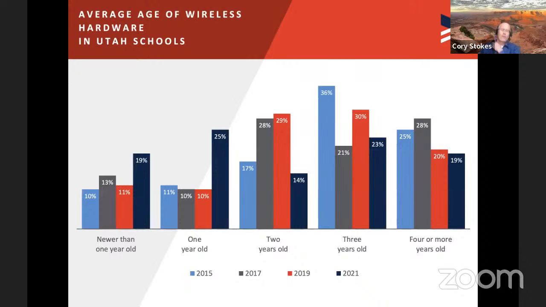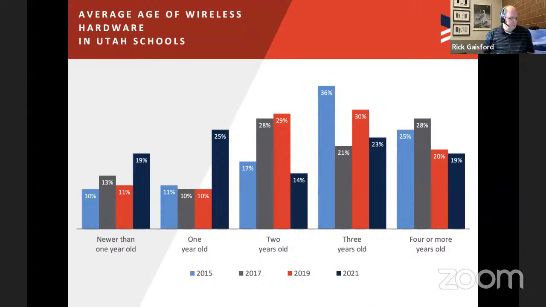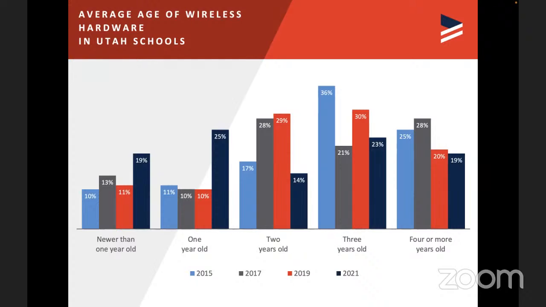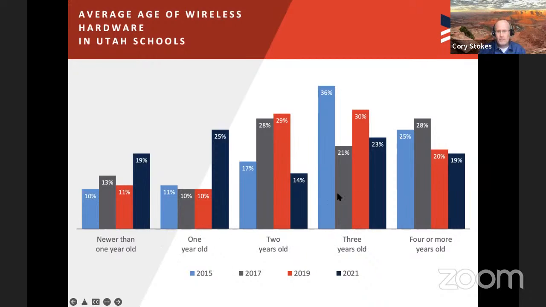All righty. What stands out here? What's the most interesting thing? This is the average age of wireless hardware in schools. I love this chart. I want to think through it with you all and want your insight. What stands out on this particular chart here? Again, this is the average age of Wi-Fi access points. Looks like we're replacing a lot of the 3-year-old stuff back in 2015 with newer stuff now. At least trending that way. Cool. I love that.